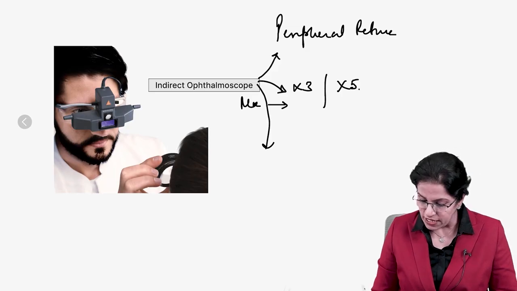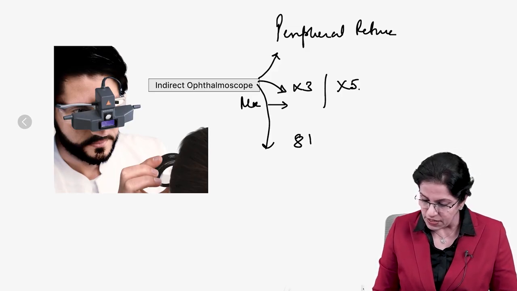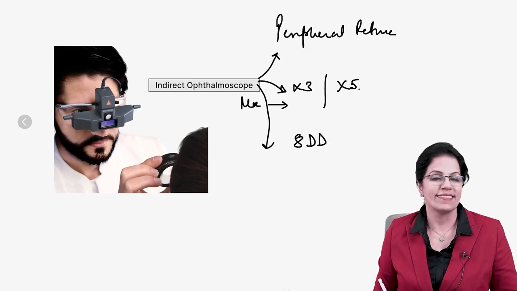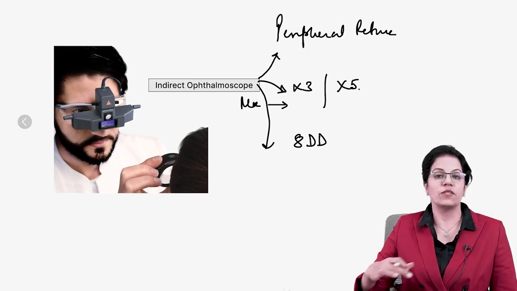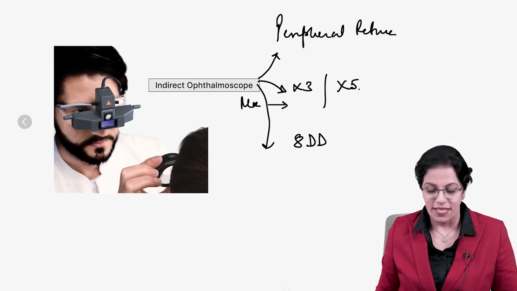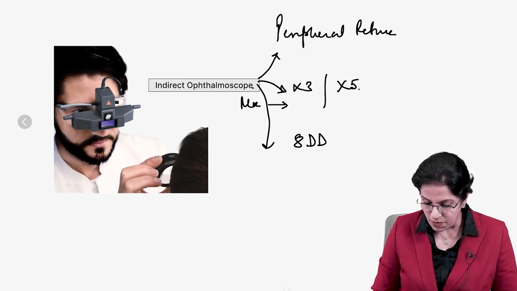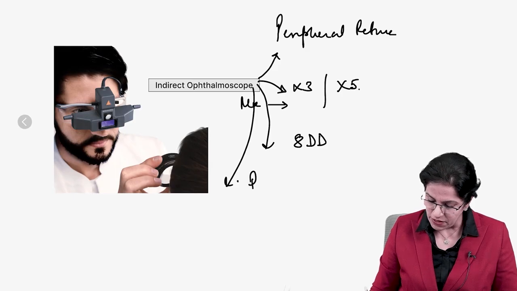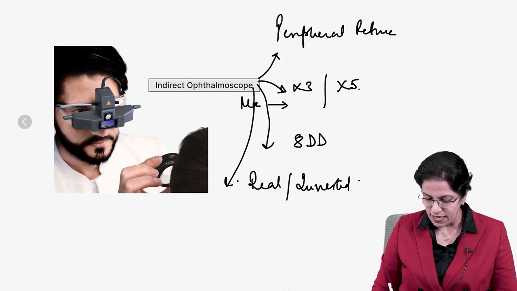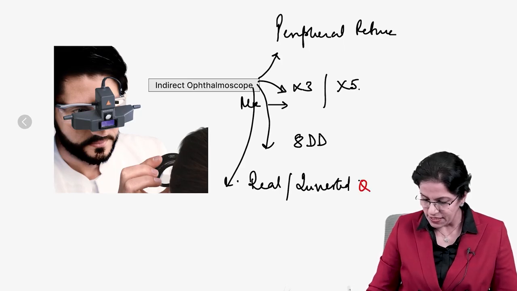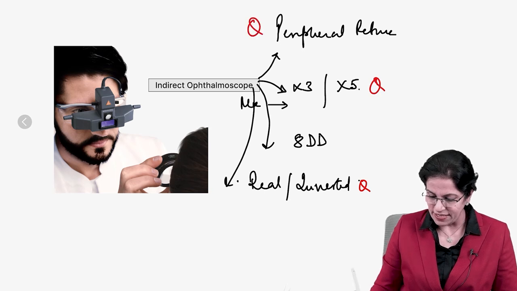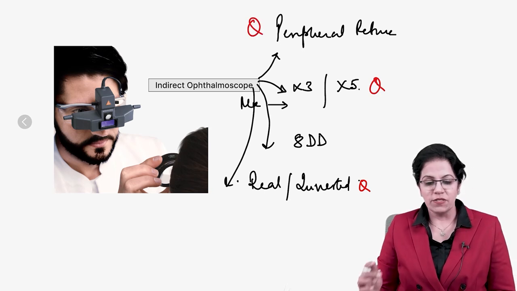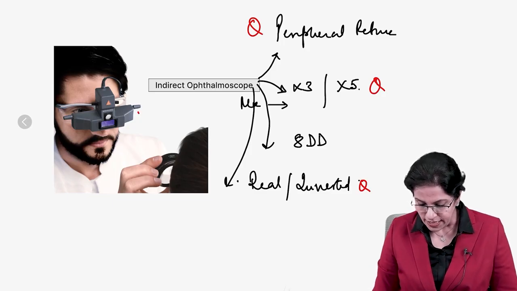So here, how much area can we see? At one time, it is 8 disc diameter. At one time, the area that you see is 8 into 1.5, right? The type of image formed here is real and inverted. Okay? So this is your exam question, this is your exam question, and this is your exam question. Peripheral retina.